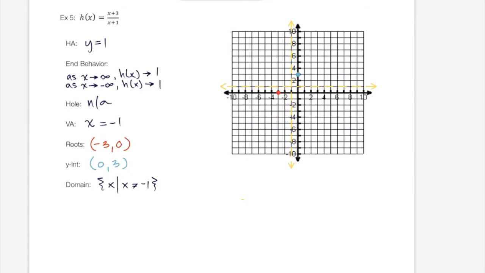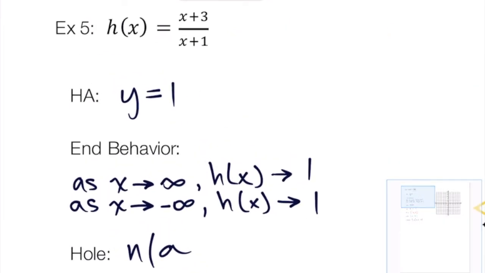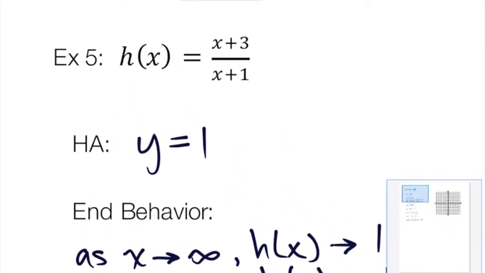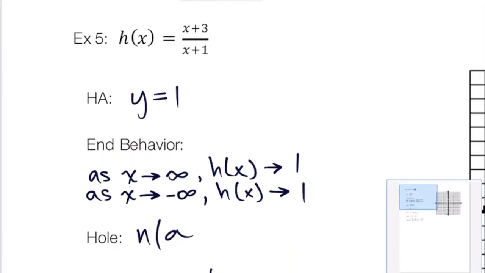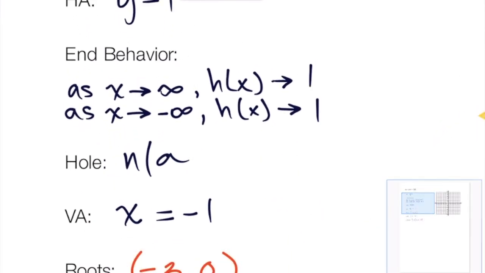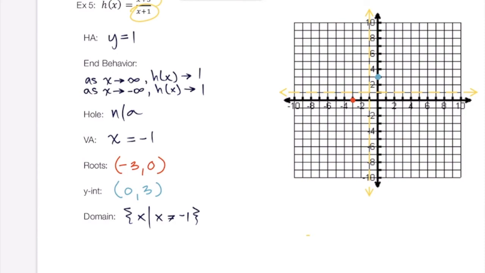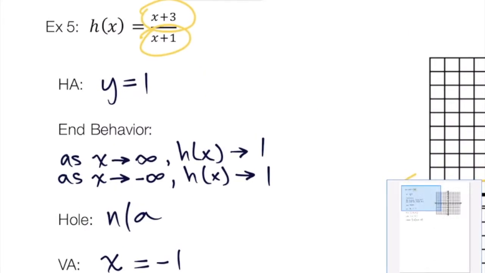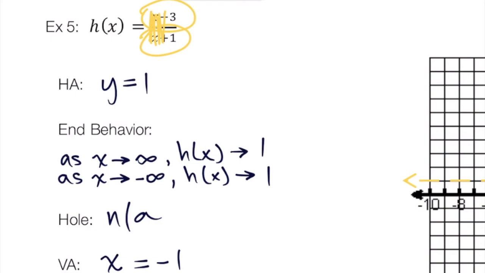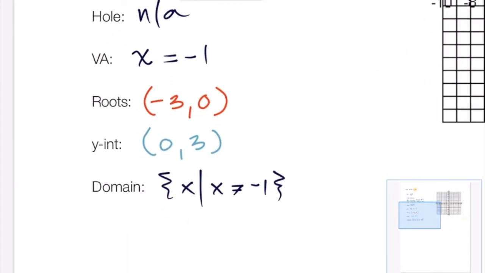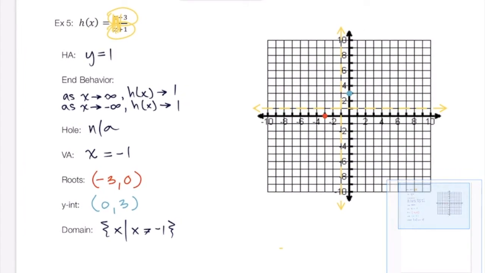And the last one, it's already factored for us. We do have a horizontal asymptote of y equals 1. Why? Because if the degrees are the same, then we just have the ratio of the coefficients for our horizontal asymptote. The end behavior matches the horizontal asymptote. We have no factors that cancel, so no holes. We have a vertical asymptote that's designated by the factor on the denominator that doesn't cancel. So we've got a vertical asymptote at x equals negative 1. A root comes from the numerator, so root at negative 3, 0. A y-intercept, remember, we're going to eliminate the terms that have x's, and we can say this is negative 3 over negative 1. So we have a y-intercept of 0, 3. And then our domain restriction is that x cannot equal negative 1.